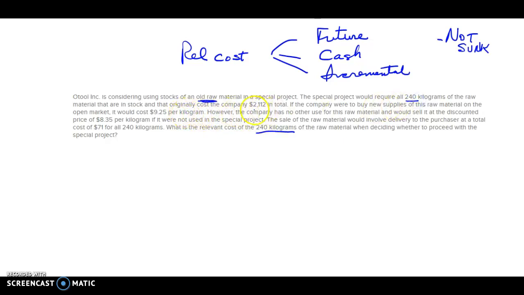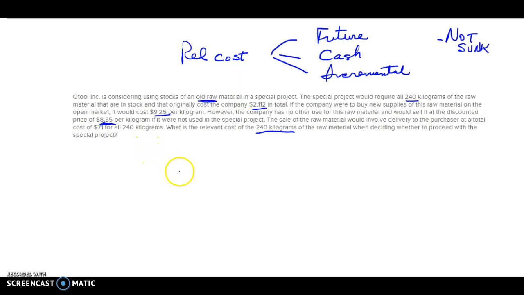They originally cost the company $22.12. If we were to buy new, it would cost us $9.25 per kilo. However, we have no other use for this and would sell it at $8.35. So that looks like our most relevant cost here if we're not using this in the project. Also, the sale would involve delivery of $71.